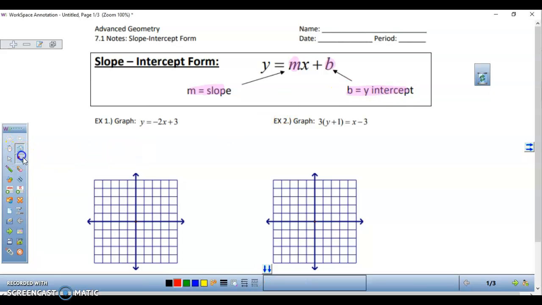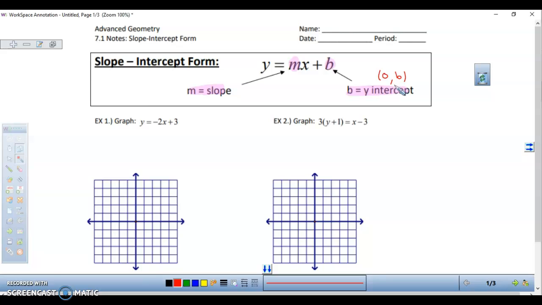Remember, the y-intercept is a coordinate. It's a coordinate on the y-axis. And so really, because it's a coordinate, we can express it with an ordered pair. And because it's on the y-axis, it'd be 0, comma, something. I'll talk to you about that as we go through and look at these examples.